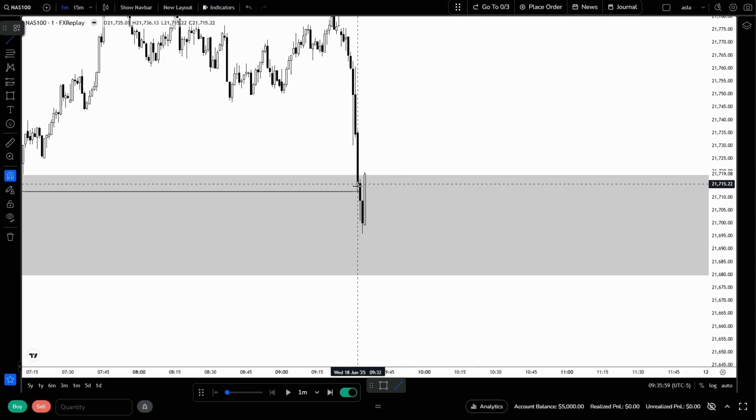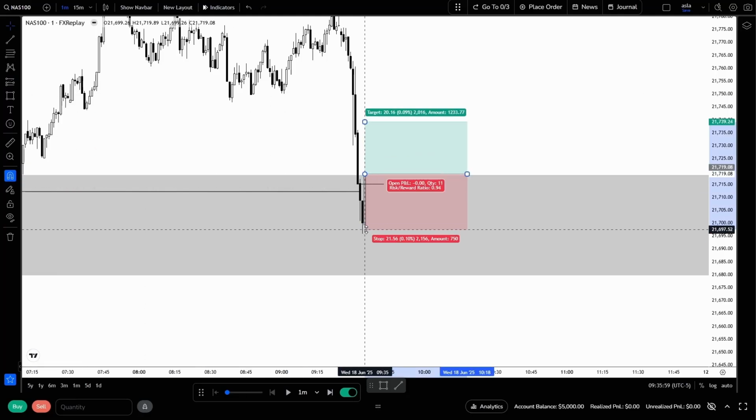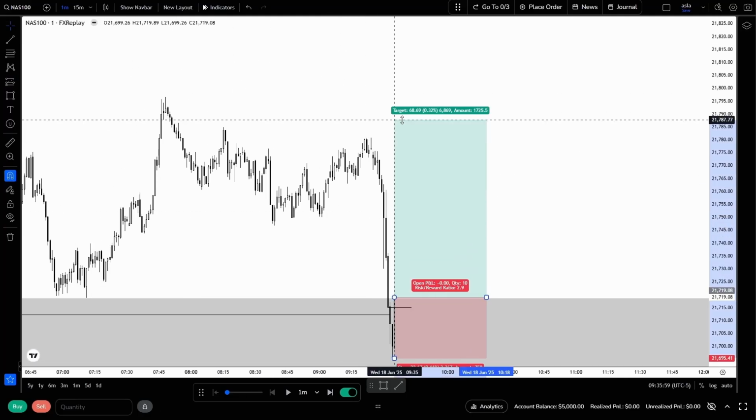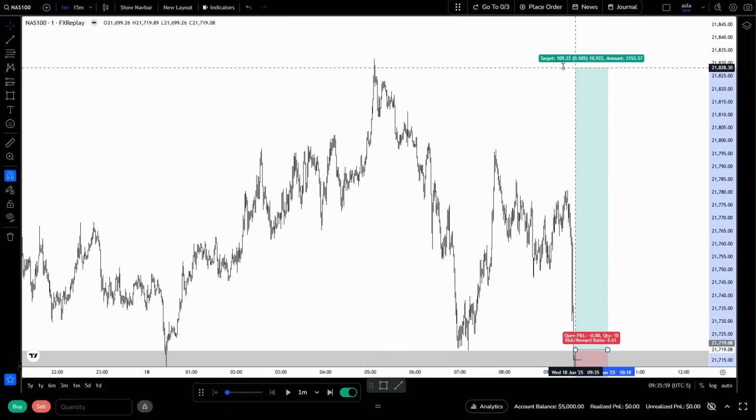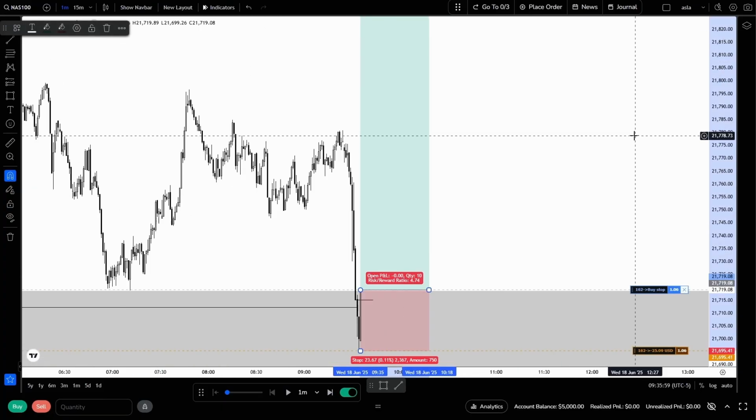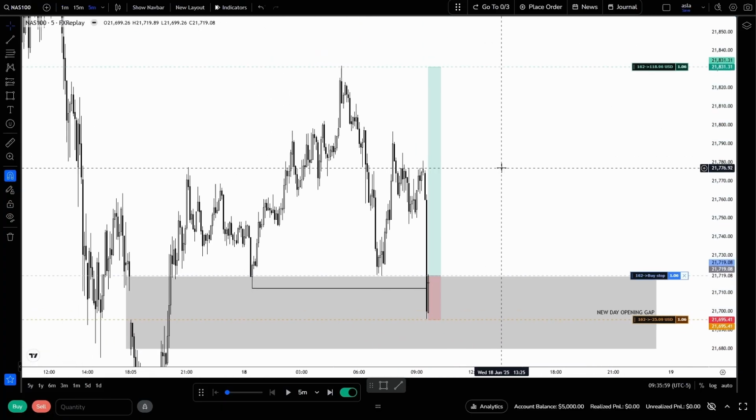Now here, as price closes above this gap, I'm going to place my order at the candle high with my stop loss below the low and target the opposing side highs. And as you can see, price went straight into our target.